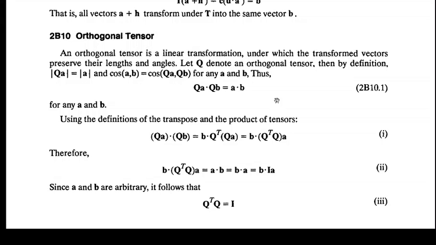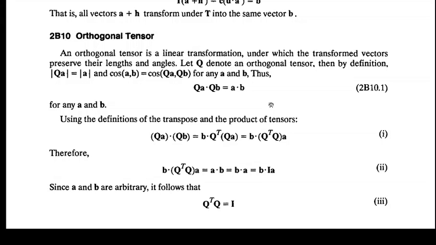So it means that in the second step we have mod of A, mod of B, and cosine of AB. This will be equal to A dot B simply, since A dot B equals mod A mod B cosine of angle between A and B for any A, B. So this is coming from the definition: if Q is orthogonal, then QA dot QB will be equal to A dot B.